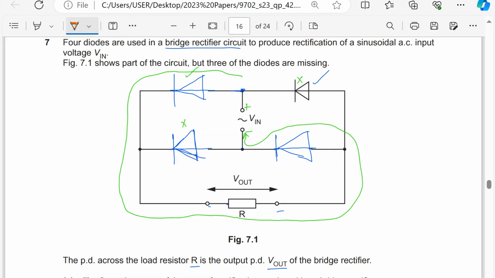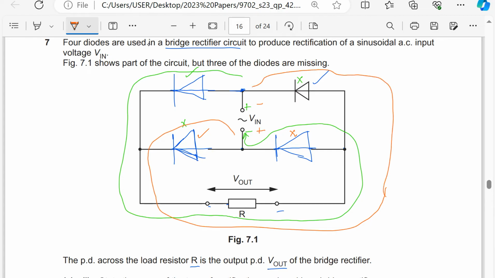So let's check the second half cycle. I'll use red. Second half cycle, this is negative, this is positive. So current will not take this route. So it will be taking this route. So current takes this route and it will flow. It can't take this route, so it will continue. So current is flowing like this through the load. It can't come back to the same point, so it will continue on its way up to the negative point. So this one and this one conduct.